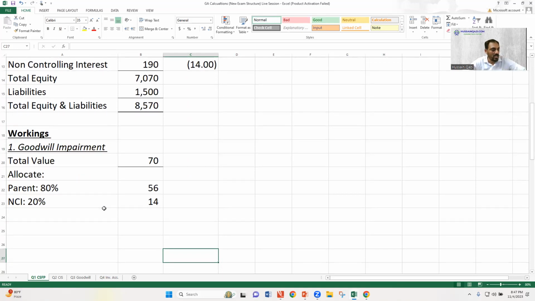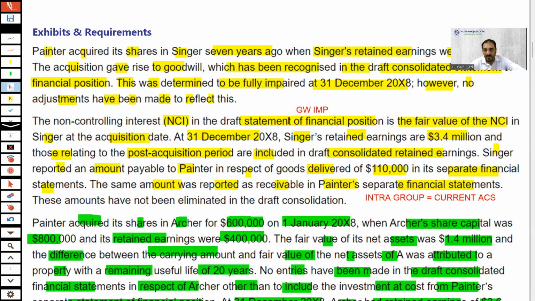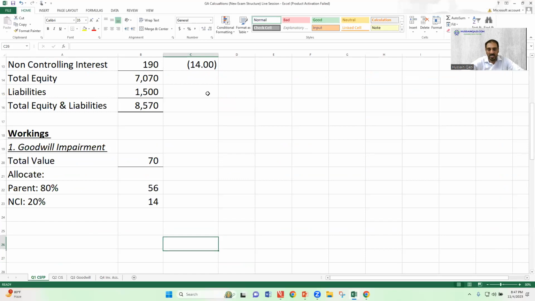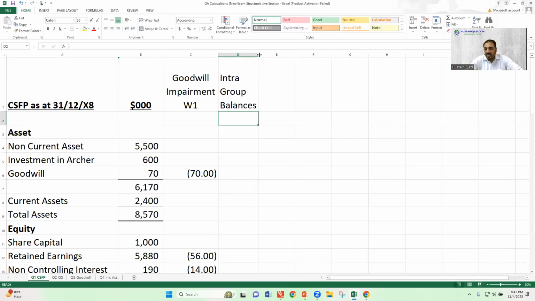The second adjustment I wanted to incorporate here. That's good. The first one is done. Now the next adjustment is about intra-group current accounts. So intra-group balances. Sometimes you don't need to mention the working. Instead, directly put up the adjustment, like the intra-group transactions, very simple.